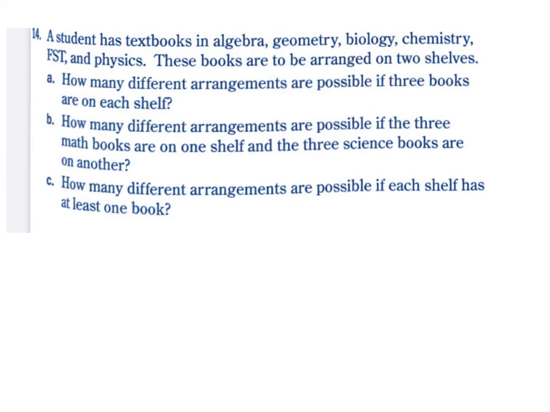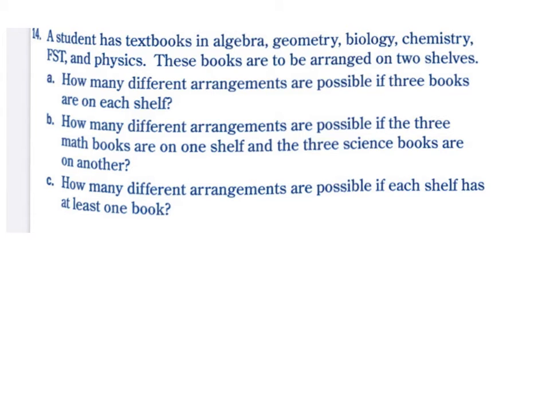Now we're going to look at the next problem, number 14. A student has textbooks in algebra, geometry, biology, chemistry, functions, stat, trig, and physics. These books are to be arranged on 2 shelves. How many different arrangements are possible if 3 books are on each shelf? And how many different arrangements are possible if the 3 math books are on one shelf and the 3 science books are on the other? And how many different arrangements are possible if each shelf has at least 1 book?